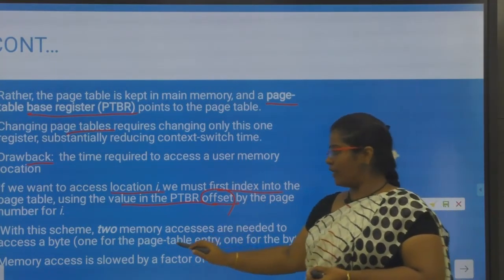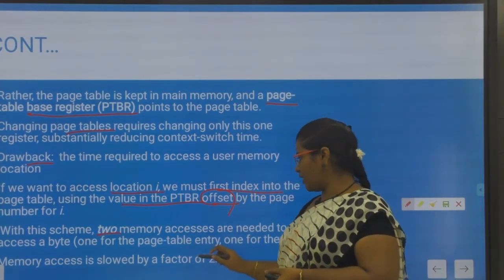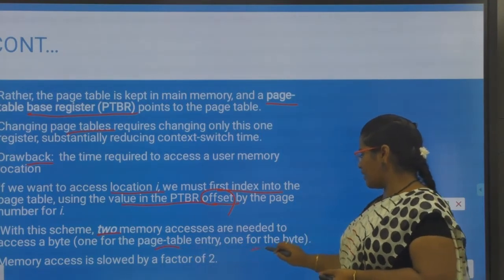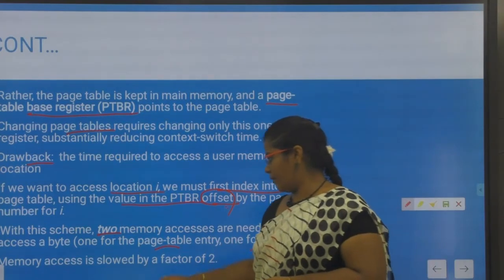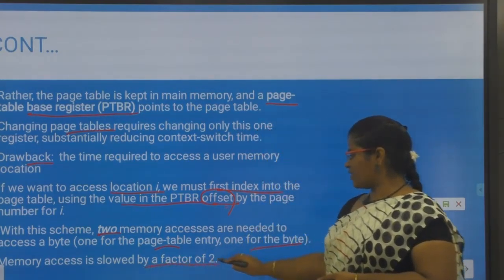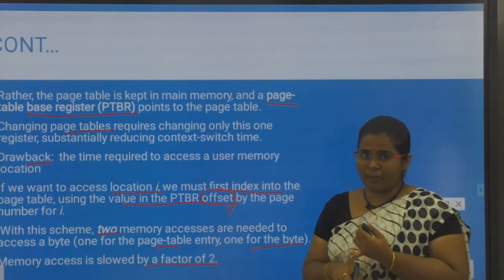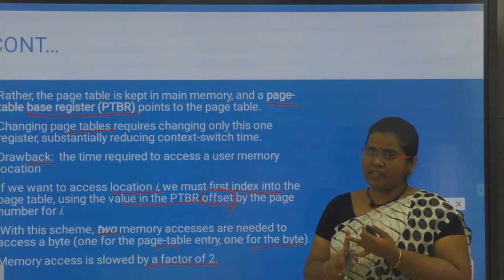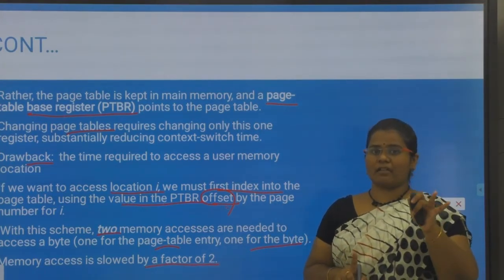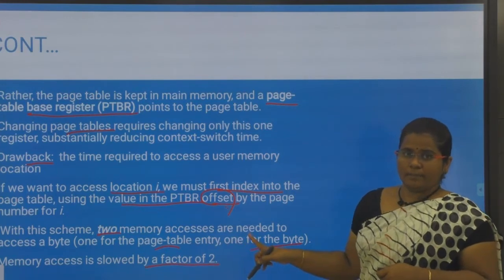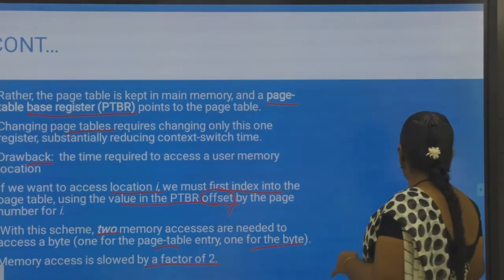That is, you will need to access two memory locations in your main memory. One is for your page table and the other is for your particular byte in that main memory. So the memory access time will be increased by a factor of 2. Once you check the main memory for the page table, next you check the main memory for that particular instruction. So you need to have two memory accesses in executing your particular instruction. That will be the drawback.